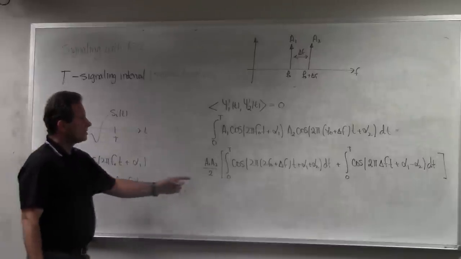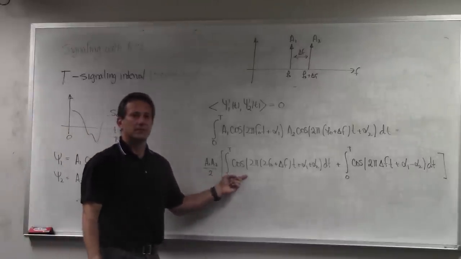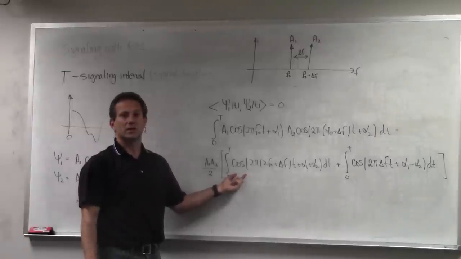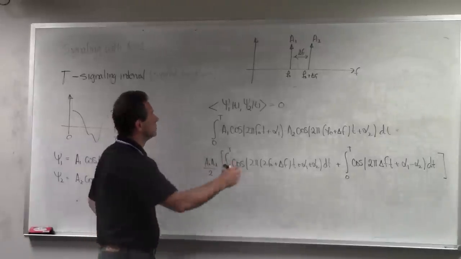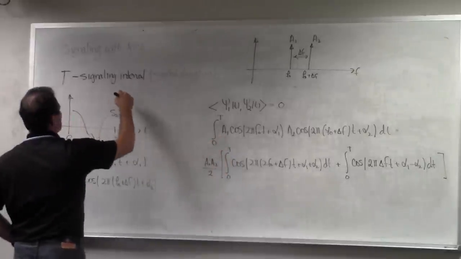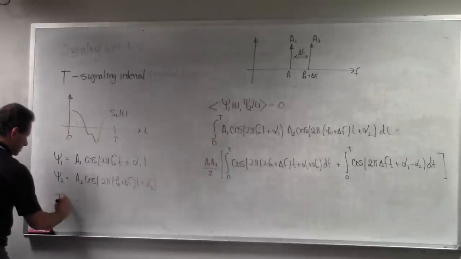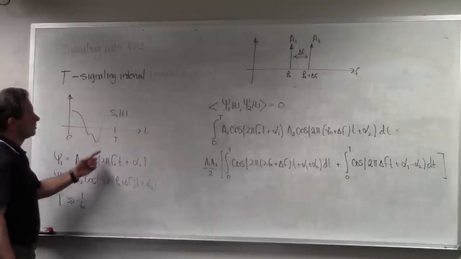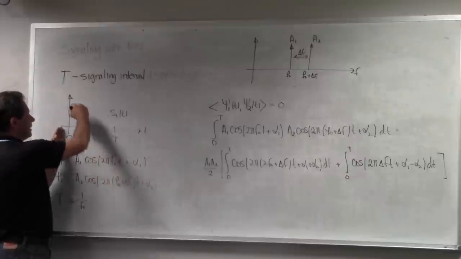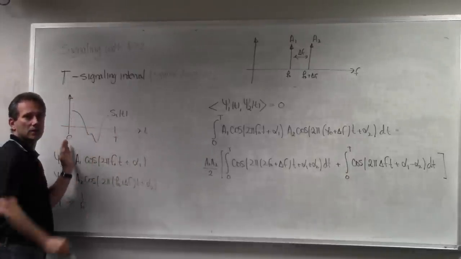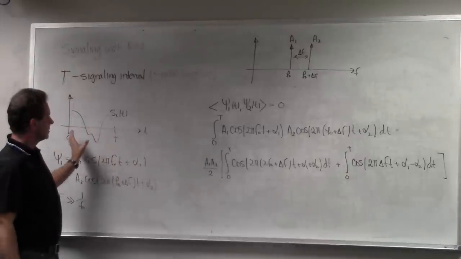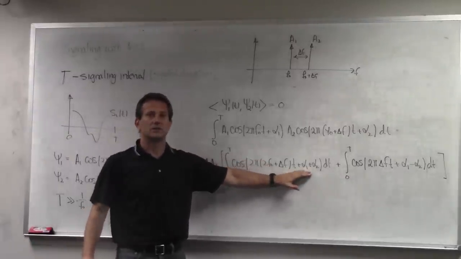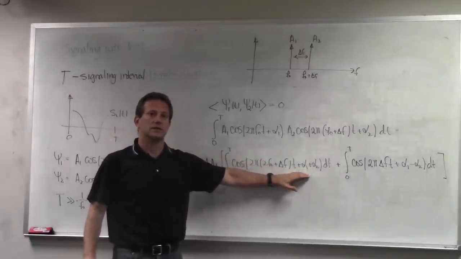Now, what is the value of this first integral? It's an average of a cosine, right? We cannot assume that T is much larger than 1 over f0. In other words, over this signaling interval, I have many, many periods of the sinusoidal. So I'm actually averaging the sinusoidal across this entire signaling period. And what do I get?